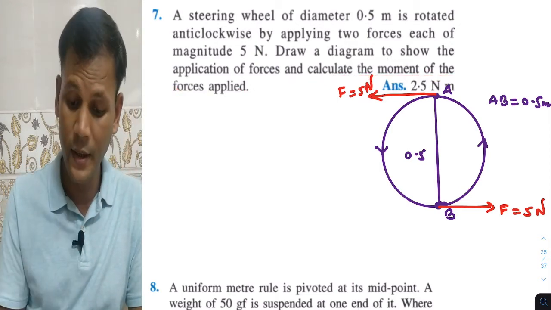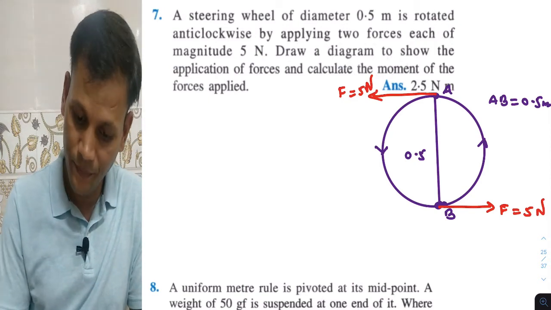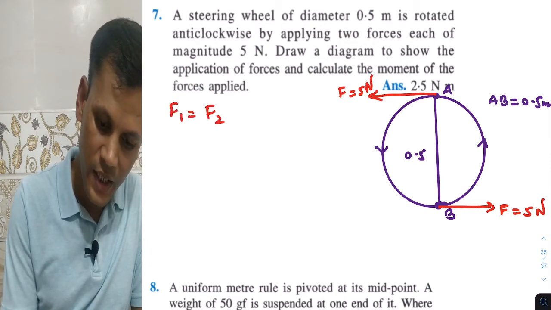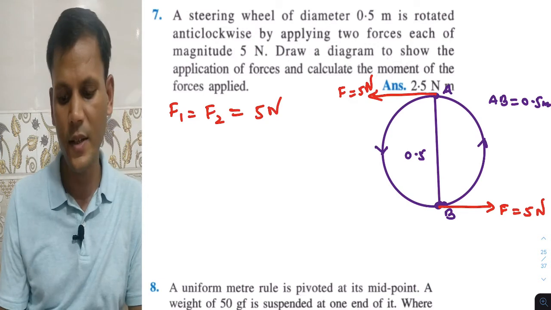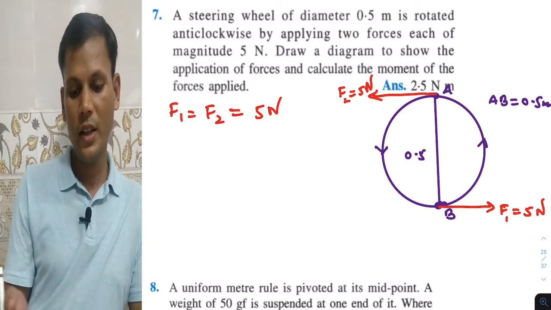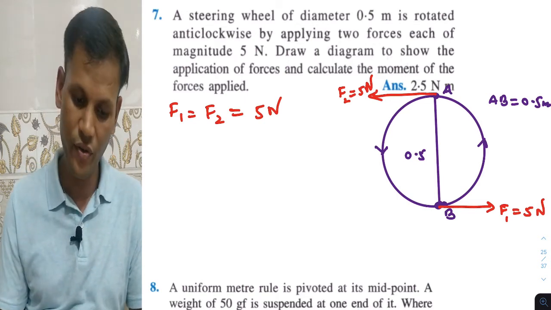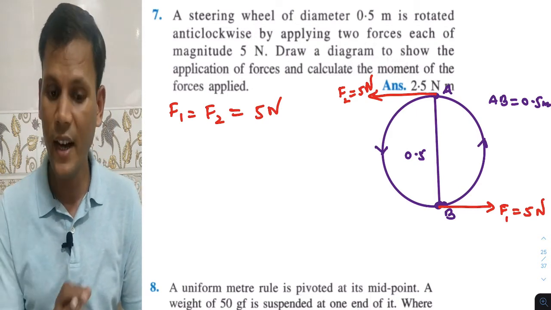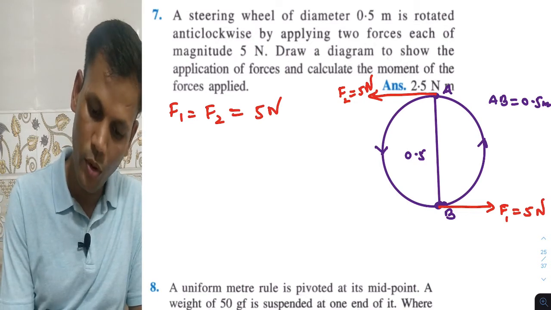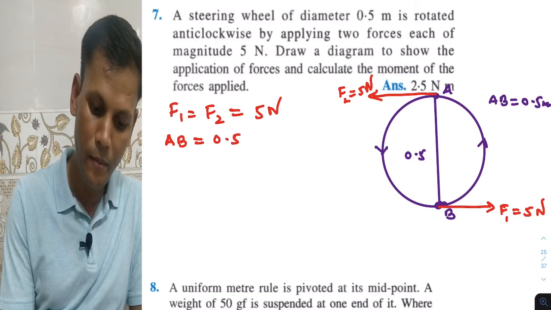Moment of force applied. So everything we have, we can write. What we have? Forces F1 is equal to F2 is equal to 5 Newton. Why am I writing like this? Although F1 and F2 are not the same force, we are writing this because they are equal in magnitude but in opposite direction. So F1 and F2 are 5 Newton, and the perpendicular distance between these two, which we call the moment arm, AB is equal to 0.5 meter.